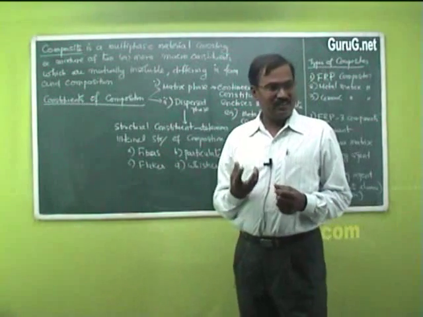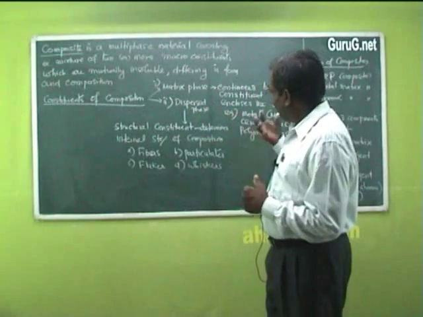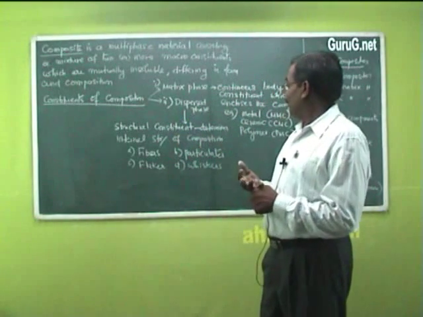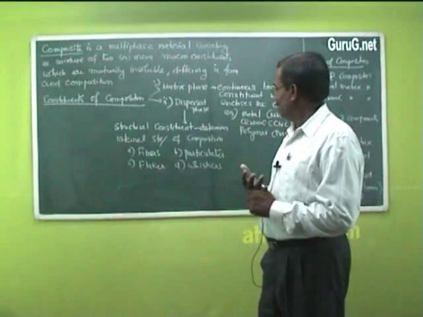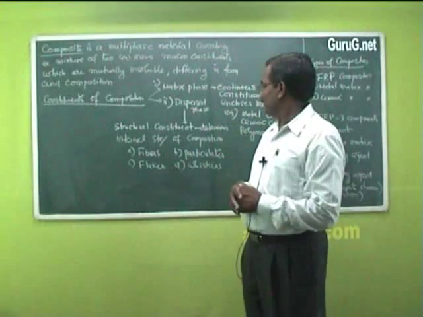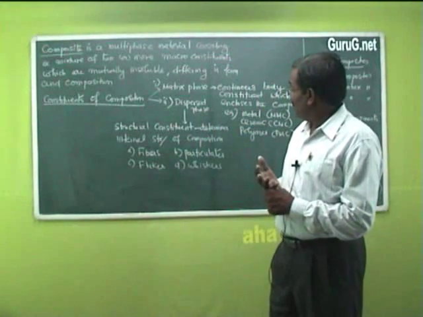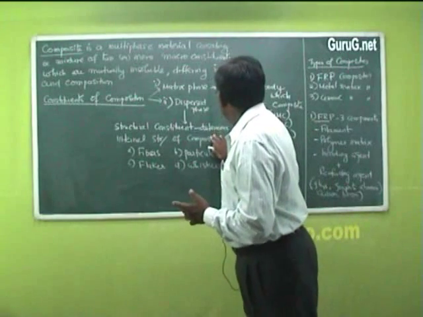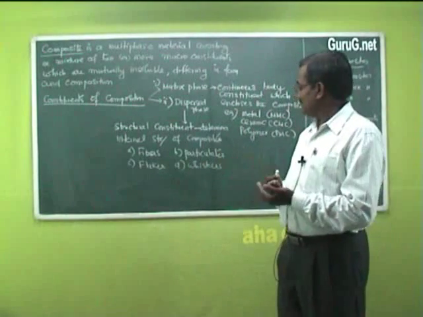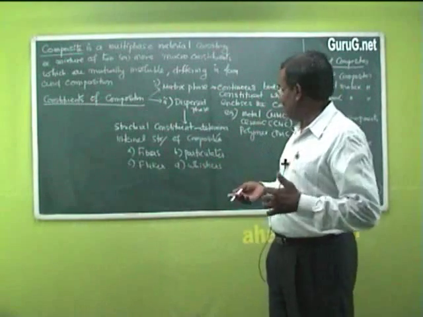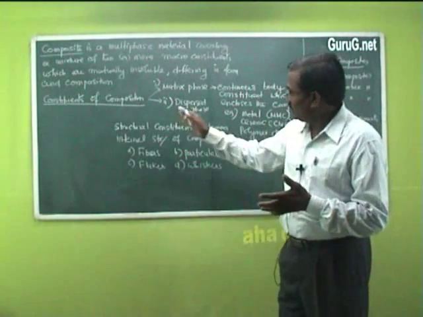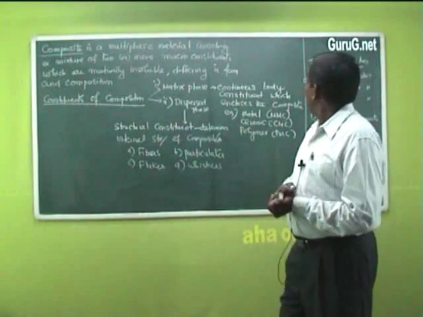So here the matrix is made up of our polymer. In that we have dispersed several constituents which give structure to the composite. That is the dispersed phase in the matrix, the structural constituents of the composite. It may be fibers, particulate matter, or flakes, small sheet-like material. So these are the two constituents of our composite.